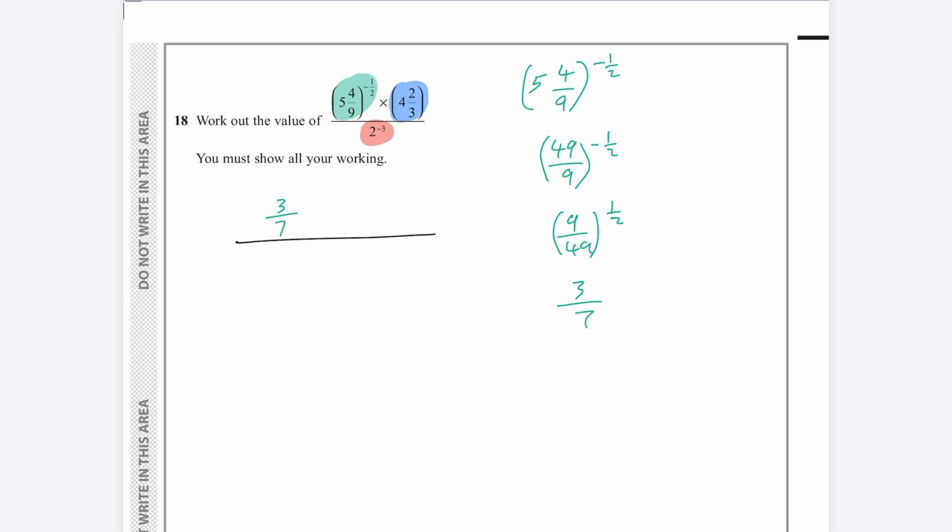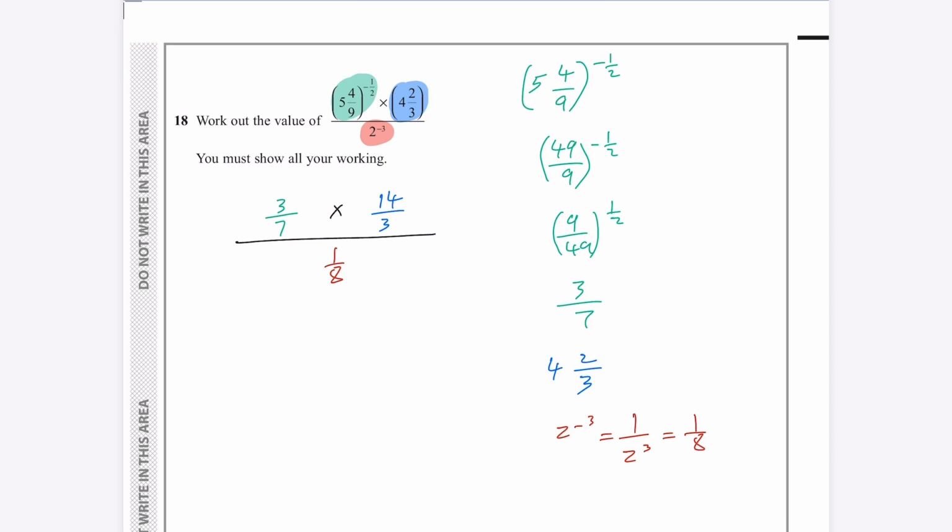Now if I change my color to blue and I look at the other fraction, which is 4, 2, and 3. So that's going to be 4 times 3, which is 12, plus 2, which is 14. So that's going to be 14 over 3. So just write the multiplier in there. And then finally I have the red one, which is 2 to the power of minus 3, which is the same as 1 over 2 to the power of 3, which is 1 over 8. So I can write that as 1 over 8. So hopefully you can see we've simplified that down a lot.